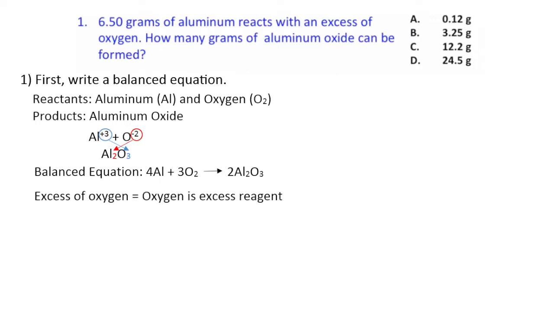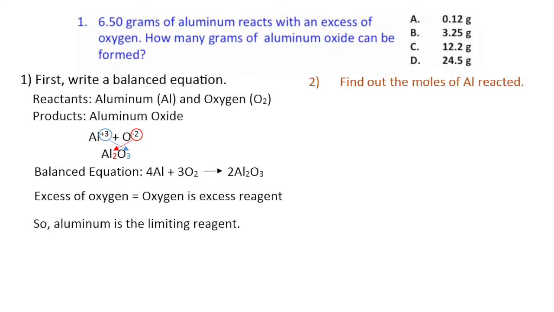2Al2O3. In the question, it says that it has an excess of oxygen, which means oxygen is the excess reagent. So aluminum is the limiting reagent. Limiting reagent means that all of aluminum is reacted. So then we find out the moles of aluminum reacted.